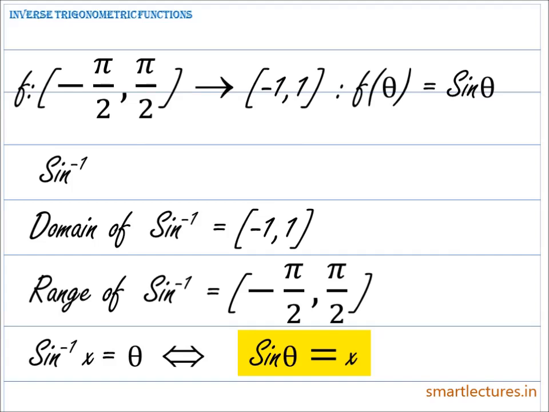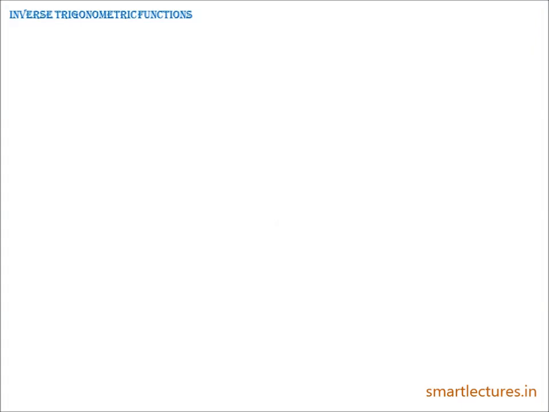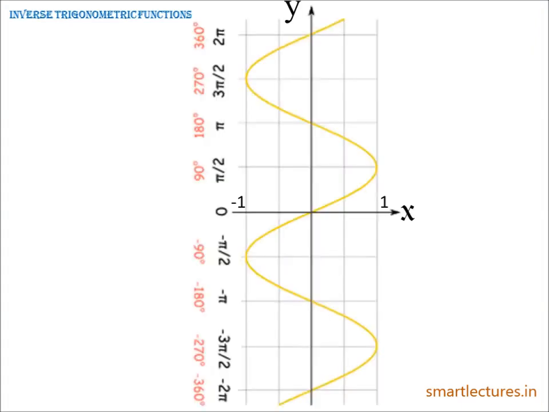Now let's draw the graph of the sine inverse function. To draw the graph of sine inverse x, we interchange the x and y axes. The graph so obtained can be seen on the screen. Here on the x-axis we have the values which lie between minus 1 and 1, and on the y-axis we have the values of angles.